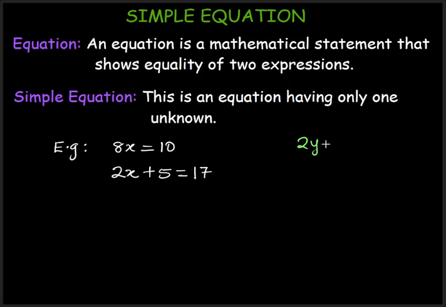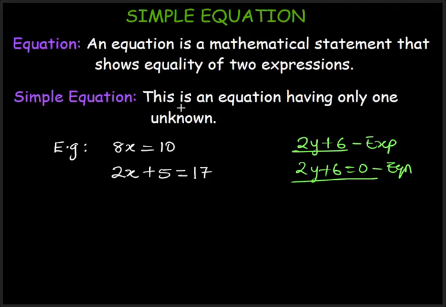For example, 2y plus 6, this is an expression, and then 2y plus 6 equal to 0, this is an equation. So this is an expression, this is an equation. Now we've just finished expression, which we call algebraic expression. So what we are now looking at, we are now in equations. So that equation, we narrow it down to simple equation. Let's see what the simple equation is.